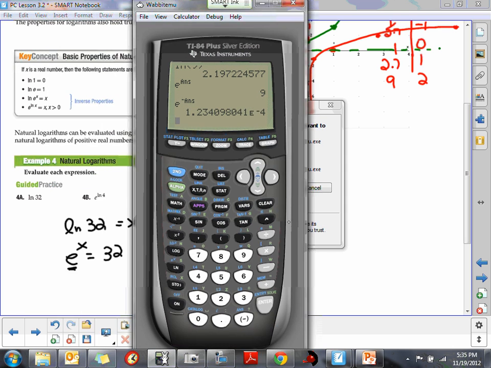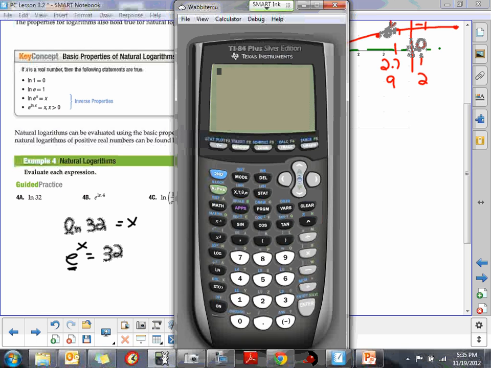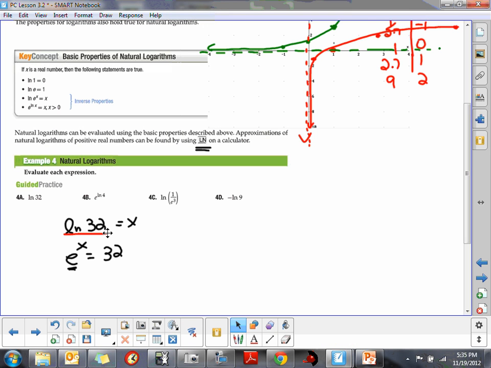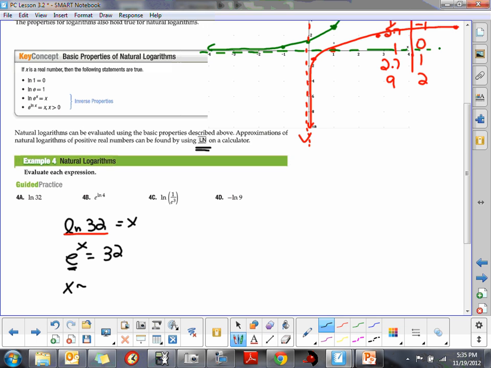So trying to grab that calculator. Let's clear this out, and this is the one that we're going to evaluate, the natural log of 32. So we take the natural log, it has its own little key, of 32, close the argument, equals 3.46. So we approximate this to be about 3.47. So x is approximately 3.47.